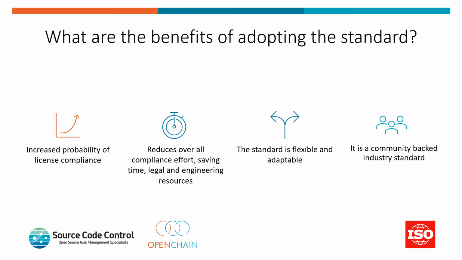Secondly, the standard reduces compliance efforts, which saves time and resources. For example, in a typical supply chain, each member may be working to different compliance standards. This often means that duplicate compliance efforts for the software of others are made. This wastes time and resources.